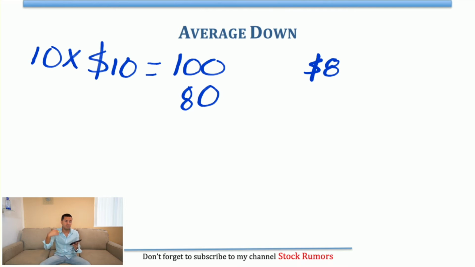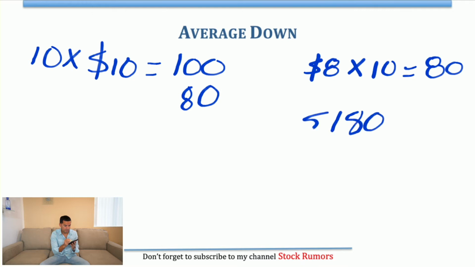Now what do you do? You decide to buy 10 more shares at $8. So now you decide to go ahead and buy 10 more. So that's $80. Now the original shares you paid 100 and the second set of shares is 80. So in total you have now $180 for 20 shares, right? Now let's say that the price bounces back up and it goes to $10 again.